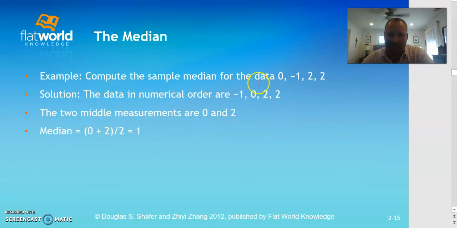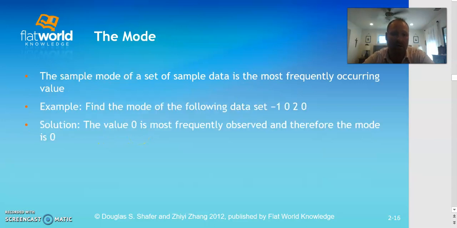Example, compute the sample median for the data 0, -1, 2, and 2. Okay, so the solution: the data in numerical order, we need to put them in order, so negative 1 is all the way to the left, 0, 2, 2, and then we find the exact middle. The middle is right here, in between 0 and 2, so you take the average of them. 0 plus 2 divided by 2 would give you 1, so the median of that data would be 1.